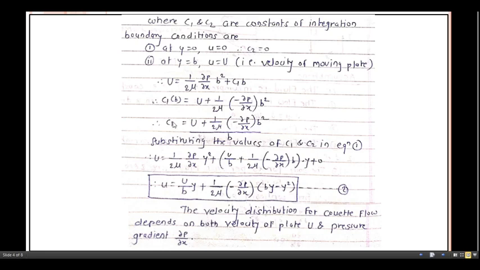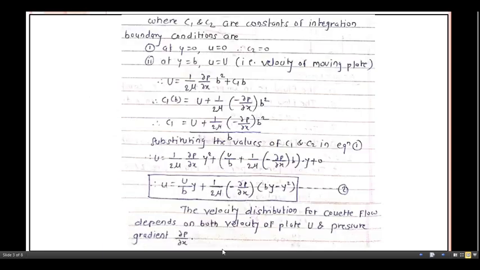So once we get the values for c1 and c2, substitute these values again in equation number 1, so that we can get the value for u. So u is nothing but, I'll write it here, u equals capital U by b into y plus 1 upon 2 mu into minus dabba p by dabba x into (by minus y square). In this way we can get that relation.